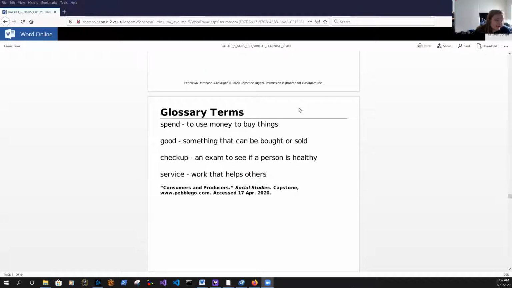And then we have a glossary at the end. Spend means to use money to buy things. A good is something that can be bought or sold. A checkup is an exam to see if a person is healthy. A service is work that helps others.